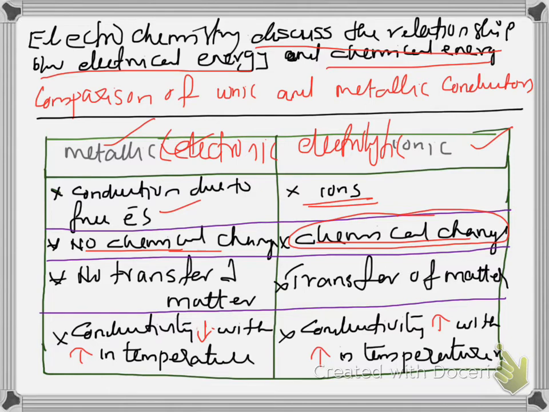Third one, no transfer of matter is possible in metallic conductors, but transfer of matter is possible in electrolytic conductors. That is also there in the previous example of the story of molten NaCl. When molten NaCl is electrolyzed, sodium from the solution is completely transferred to the cathode and Cl minus is discharged at the anode. So there is a transfer of matter towards the cathode and anode, but there is no chance of such transfer in metallic conductors.